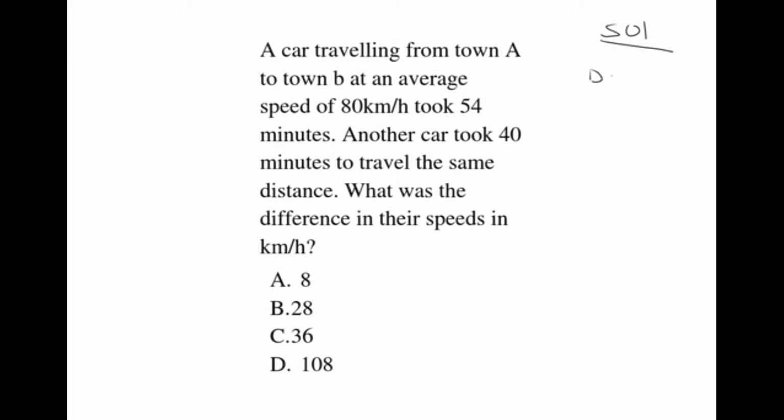Distance, we get it by speed times time, multiplying speed times time. Therefore, let us get the distance. The distance for this car which traveled from town A to town B with an average speed of 80 kilometers per hour, that was the speed, then the time is 54 minutes. This we can write as 54 over 60.